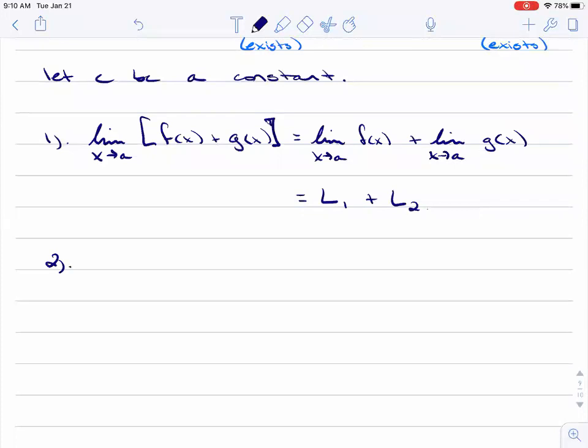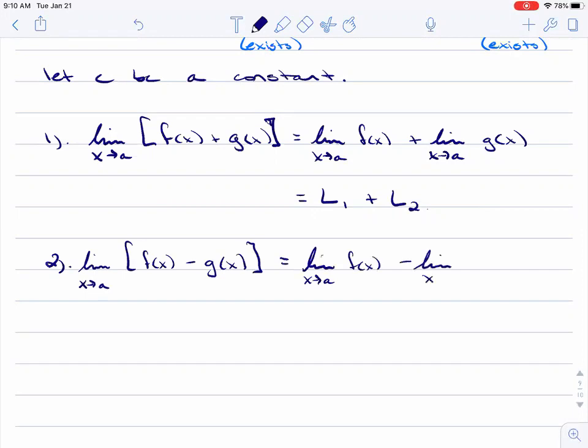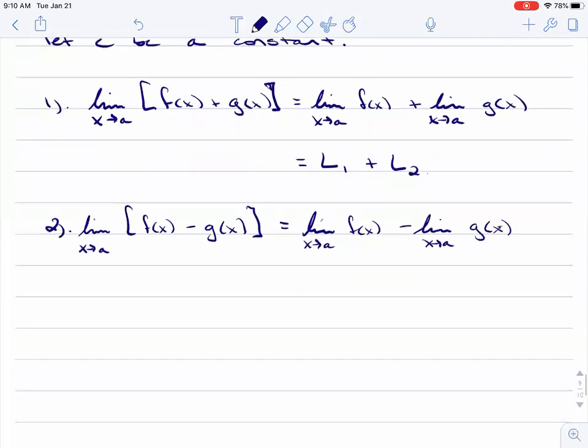The second law is the same, except with subtraction. The limit as x approaches a of f of x minus g of x behaves the same way. It is the limit as x approaches a of f of x minus the limit as x approaches a of g of x, which again we can replace by L1 minus L2.